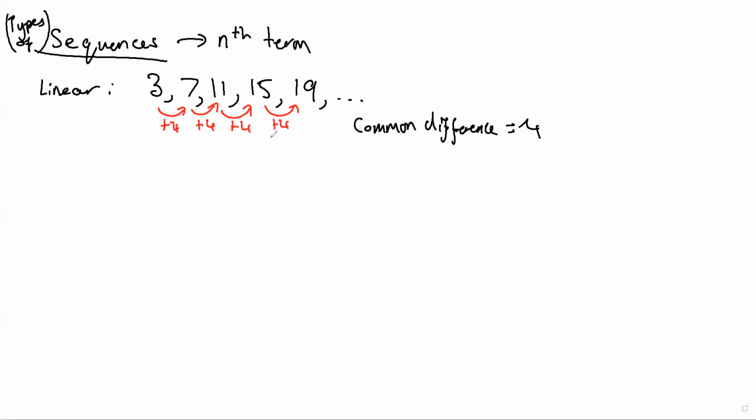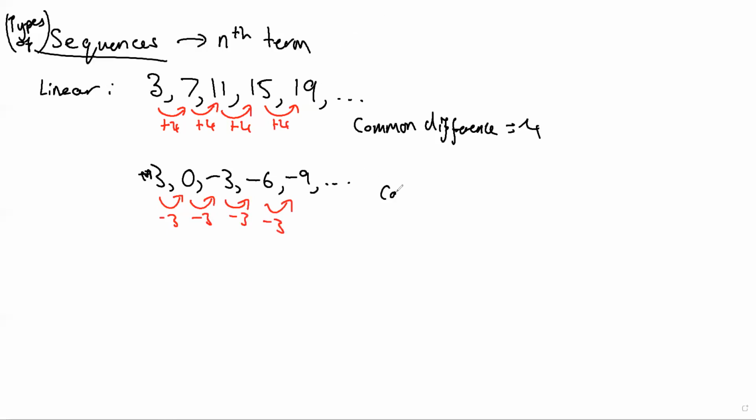Okay, so the common difference can also be negative. Consider something like this: minus 3, minus 6, minus 9, etc. Now we can see that the common difference is actually a negative. We're subtracting by 3 each time. So our common difference is minus 3.